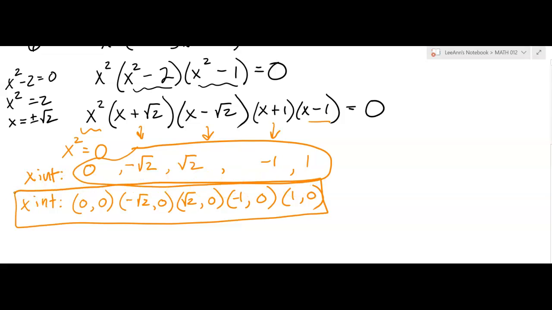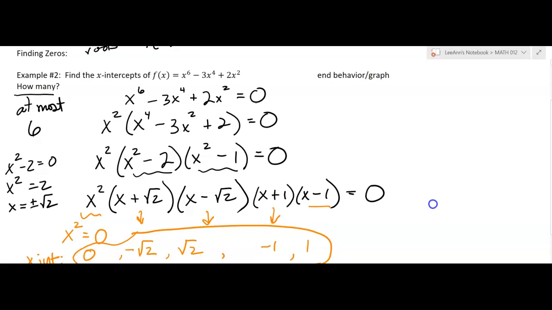They asked for x-intercepts. But I'm going to scroll up a little bit and talk a little bit about the graphing. Okay, so let's say we want to look at the graph of this. I'll just kind of draw some graph paper here. We know where the x-intercepts are, right? Okay, so we know there's one at 0, 0. We know there's one at negative the square root of 2, which is about negative 1.4, so like about there, and 1.4. And then we also know there's one at negative 1, and 1. Okay, so those are the 5 x-intercepts we're talking about.